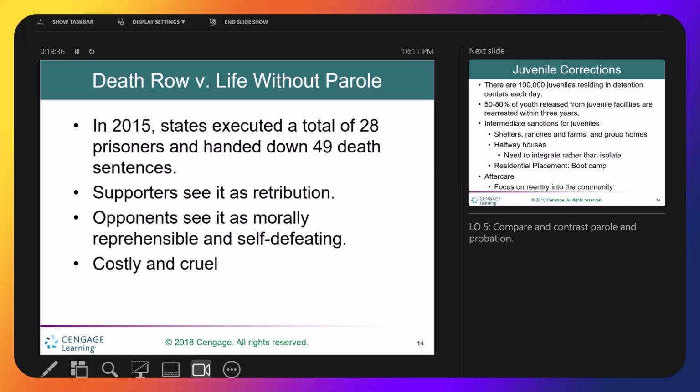Either way, it is extremely costly and can be cruel. Here's one of the things I can tell you. Different states have different ways of executing people. Some of them will be considered a little bit more civil than others. So depending upon where somebody gets put on death row and gets sentenced, that would determine the method which the state uses.